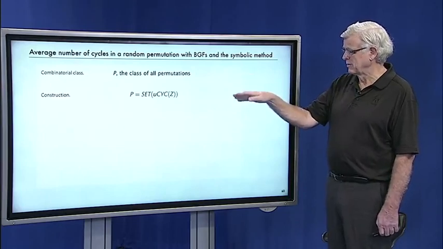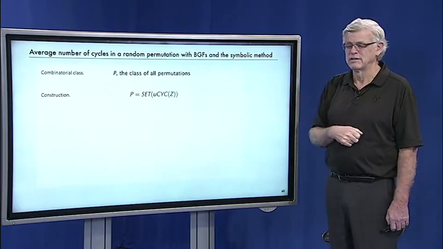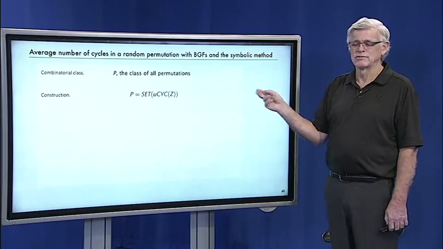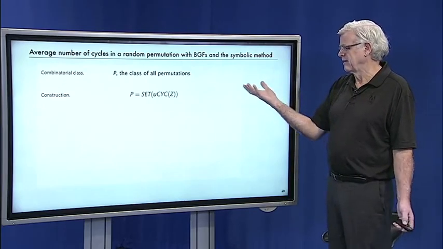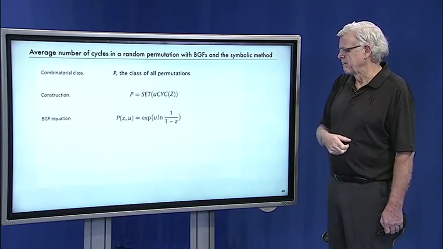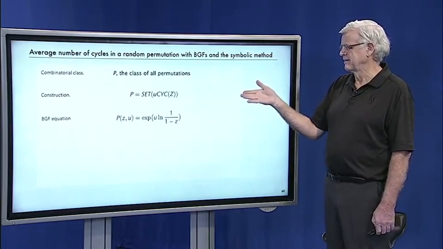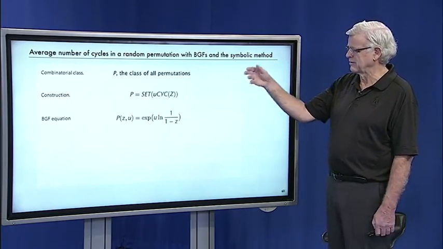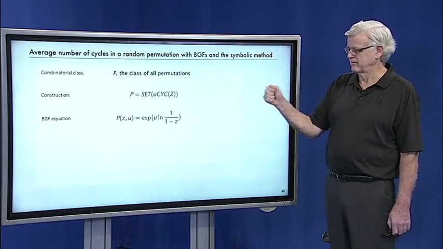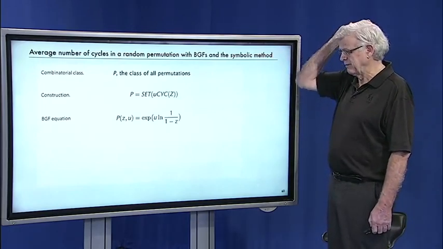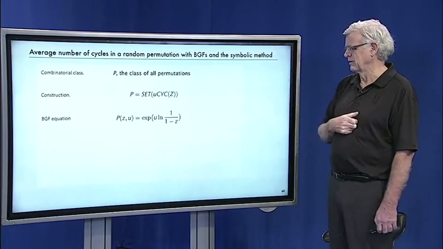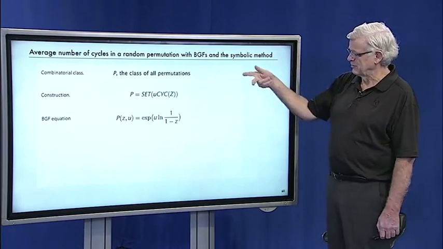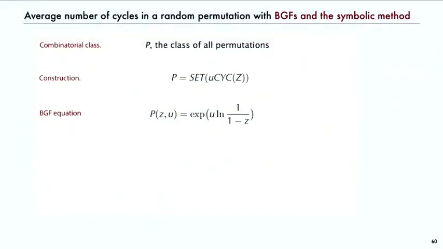So this says a permutation is a set of cycles of z, and the variable u marks the number of cycles. And that's it. So that immediately leads to the transfer theorem, which is the same. Cycle is log of 1 over 1 minus z, and set is e to the power. Immediately leads to e to the u log of 1 over 1 minus z. So simple combinatorial construction, immediate transfer to BGF equation, and there we are, no sums at all.